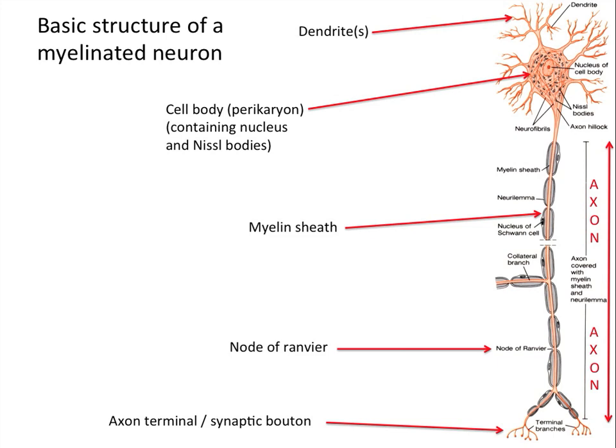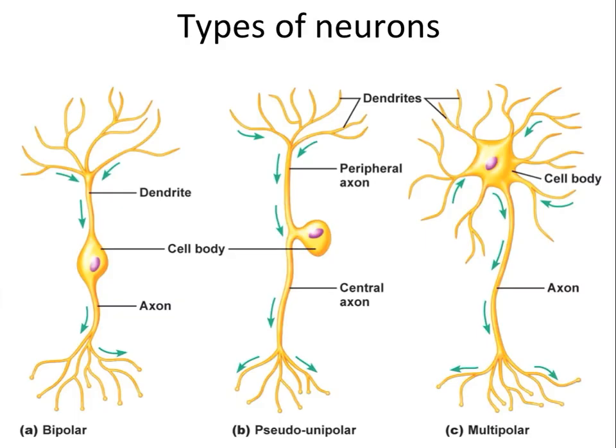Right, moving on. So hopefully you've got a reasonable idea of what a neuron actually looks like. And this is a myelinated neuron. Why? Because it's got a myelin sheath. If it didn't have a myelin sheath, we'd refer to it as an unmyelinated neuron. And there's lots of different types of neuron. The first that we're going to look at is a bipolar neuron.